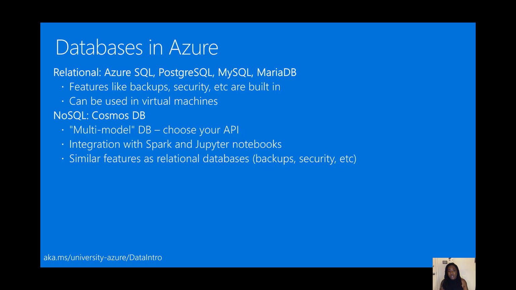And with NoSQL, you essentially choose your own API. You have integration with Spark and Jupyter Notebooks, and then you also have the same feature set as relational databases. But the main difference in terms of the things that you get built in is that Cosmos DB has that global distribution feature that allows you to replicate the data and put it closer to where your users are.